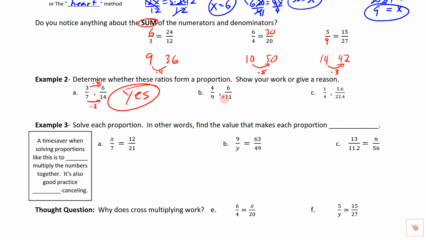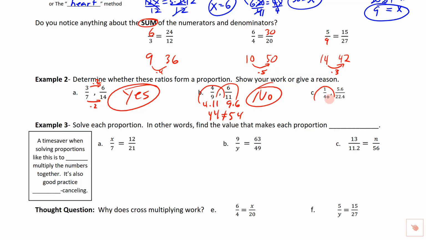On this one right here, I'm going to use this cross multiplying method. So 4 times 11 is 44. And then over on the other side, we're going to have 9 times 6, that's 54. Those are not equal, so the answer on that one is going to be a no. And then we'll take a look at the next one.